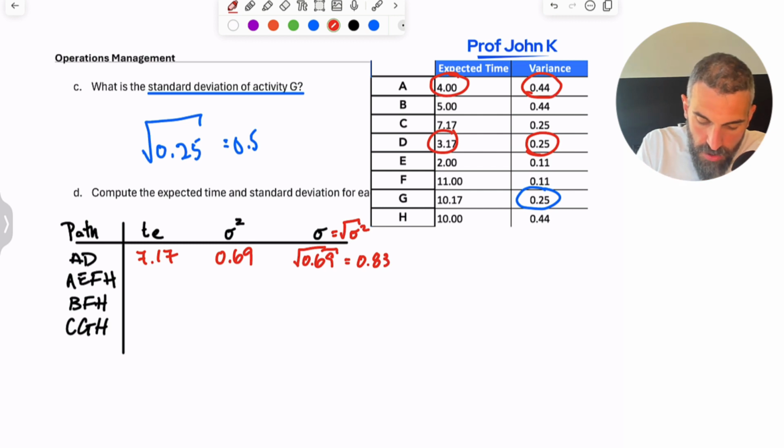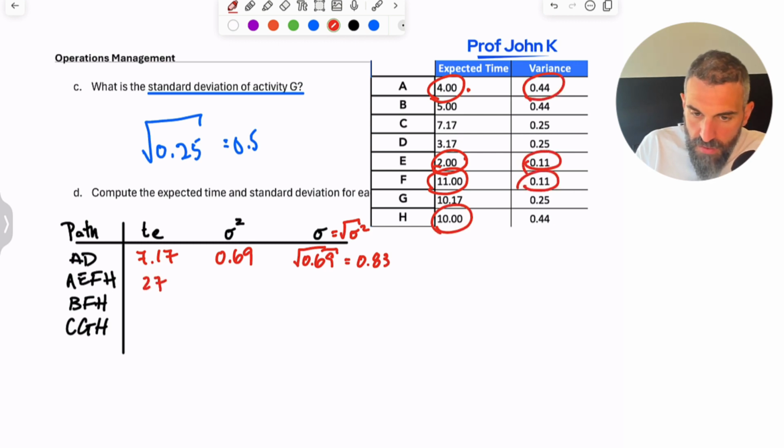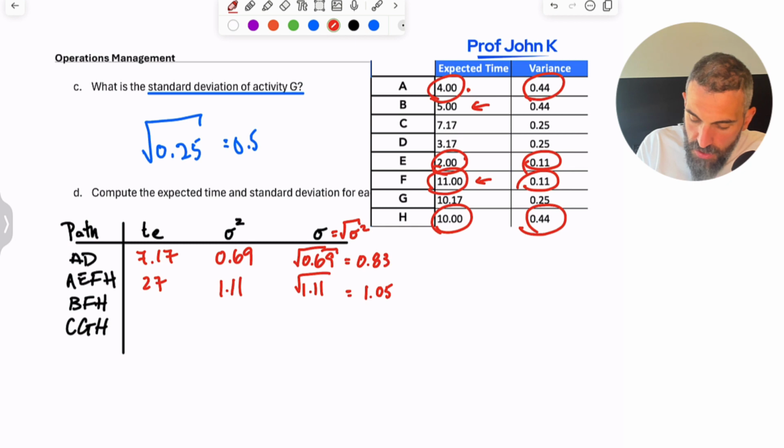Then you have AEFH. So A, E, that's 6, F, okay, now we're at 17, and H, so 27. And then same thing with the variances. So this will give you 1.11, and if you square root that, it should give you about 1.05. We'll do this for all of them. BFH, so B, F, and H, 26. A variance of 1, and of course the square root of 1 is 1. And CGH, 27.33. So there's your critical path.